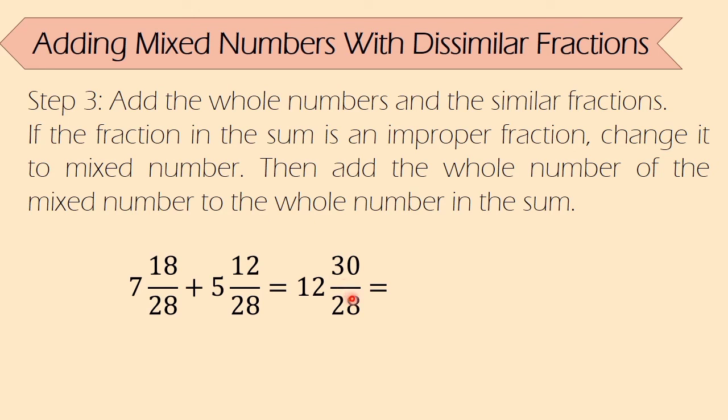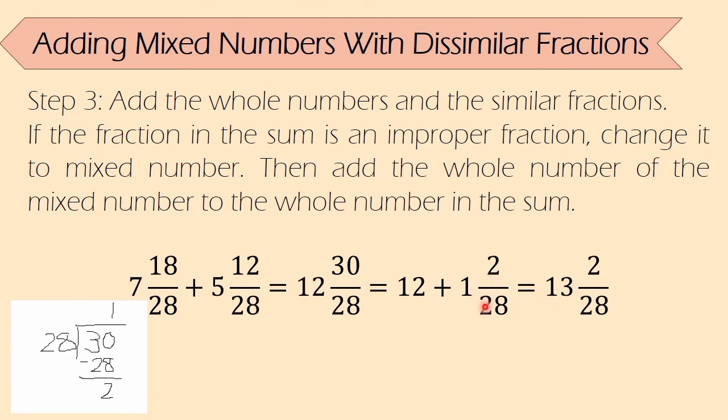So we are going to divide 30 by 28. So 30 divided by 28 is equal to 1. 1 times 28 is equal to 28. So 30 minus 28 is equal to 2. So our whole number is 1. Our numerator is 2 and our denominator is 28. So we have the mixed number 1 and 2 over 28. So it says to add the whole number of the mixed number to the whole number in the sum. So the whole number in our sum is 12 and the whole number of the mixed number is 1. So 12 plus 1 equals 13, and then copy the fraction 2 over 28. So our final answer is 13 and 2 over 28.